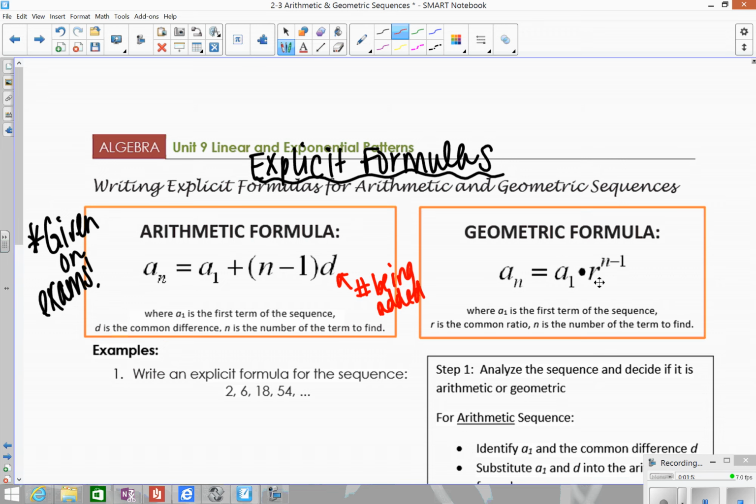In the geometric formula, the r stands for the common ratio. So common difference, common ratio, but this means you're going to insert the number that's being multiplied each time. So this is the number being multiplied.